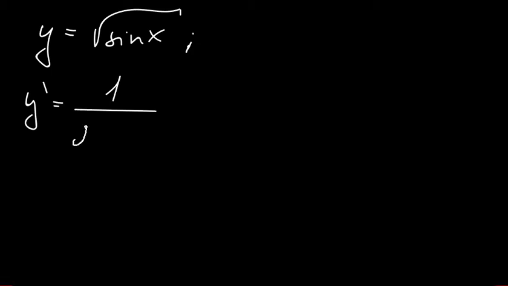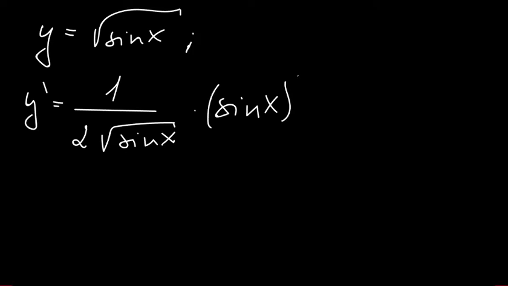Okay, so here's the function, the square root of sine of x. In order to find the derivative, first we need to look at this as a function of the square root of x, and that will give us 1 over 2 square root of sine of x, and we need to multiply it by the derivative of sine of x. This will give us cosine of x divided by 2 square root of sine of x.